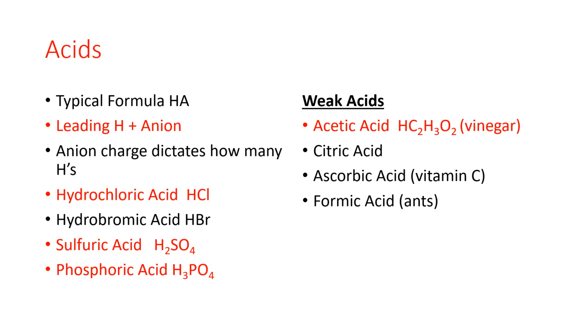So chlorine, you remember, as a chloride ion is minus one. So it would need one H plus. HBr, Br is minus one, so it would need one. SO4 is minus two, so that would need two plus ones to equal zero. PO4 is minus three, so that would need three H's to equal zero. Remember this back when we were doing this.